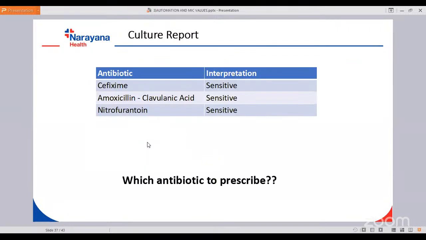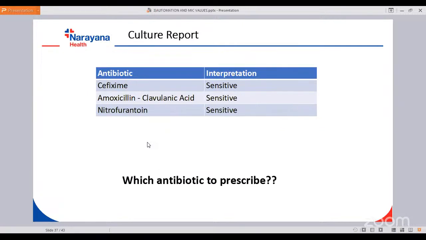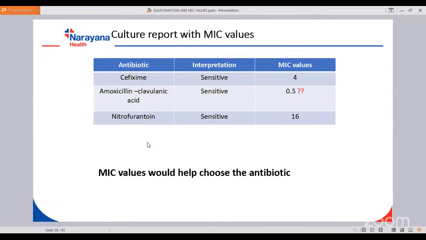Suppose I give you a report like this, which has got 3 antibiotics which I thought will work well in urinary tract infections: cefixime, augmentin, and nitrofurantoin. I give you a report that all of the 3 are sensitive. Which antibiotic will you prescribe? A little difficult. You could use your clinical acumen and decide on nitrofurantoin or augmentin or on your previous experience. But does the report help you decide which antibiotic to use?